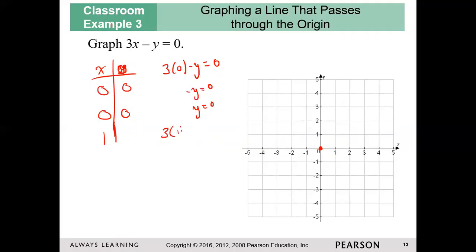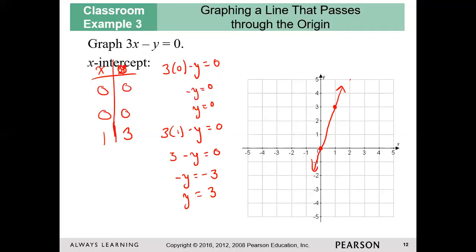So 3 times 1 minus y is equal to 0. 3 minus y is equal to 0. Negative y is equal to negative 3 by subtracting 3 from both sides. Y is equal to positive 3. So when x is 1, y is 3, and that is where we're going to get our second point. Boom, there's our second point. We have enough now to connect our dots, put our arrows in, and move on with our lives.